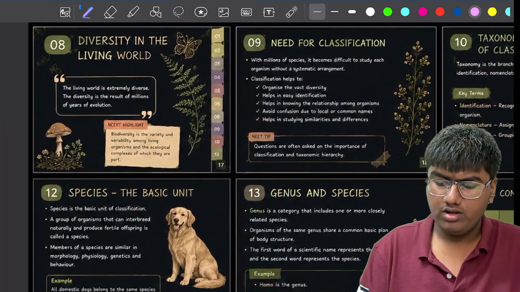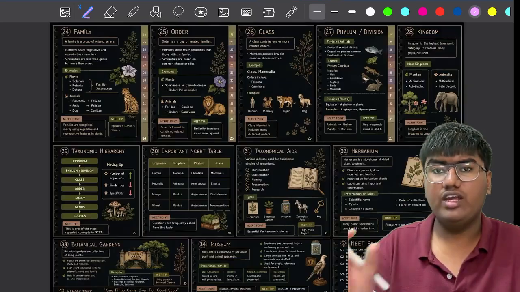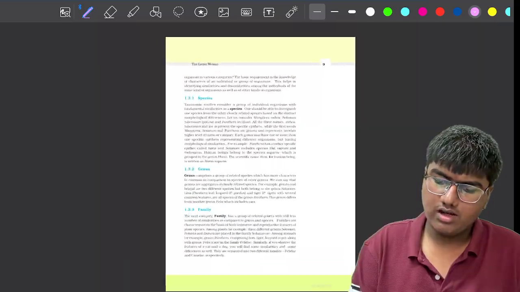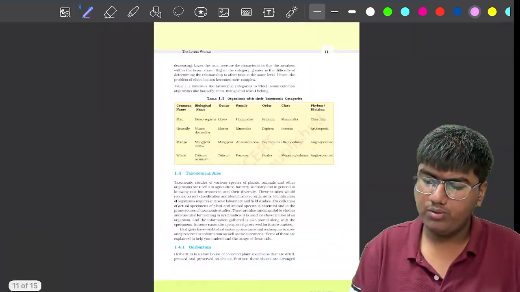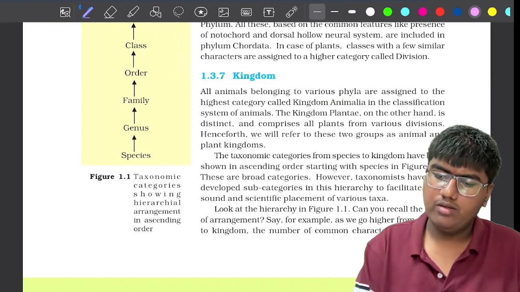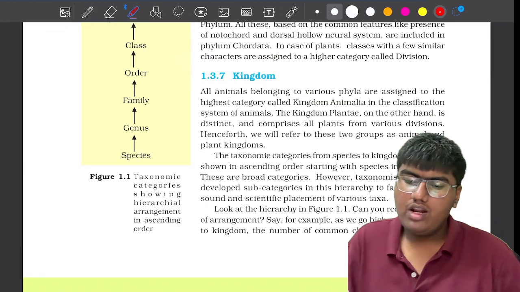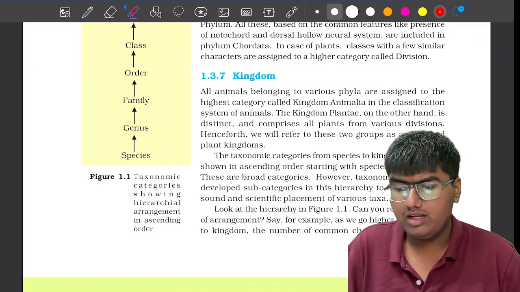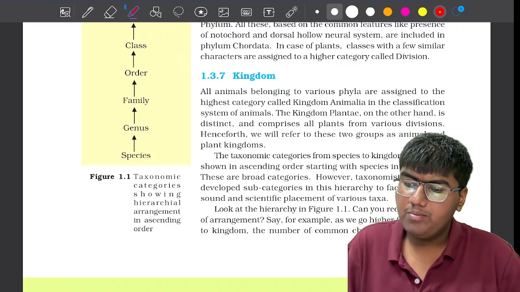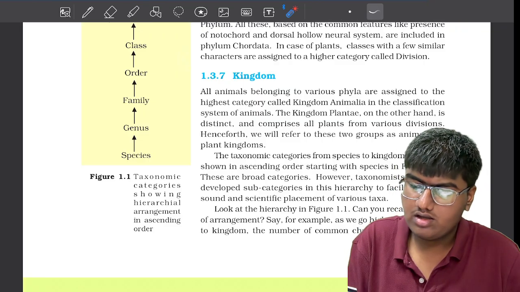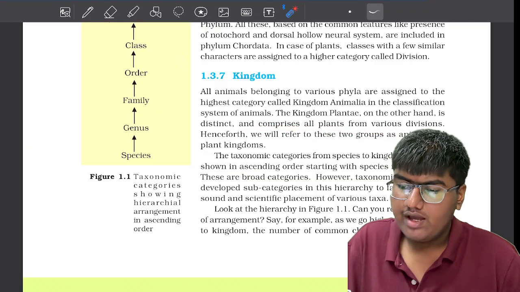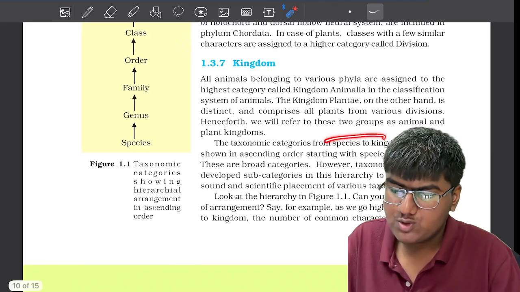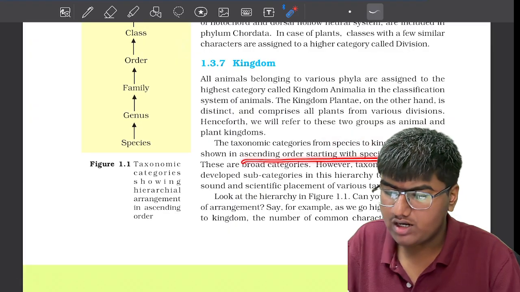Now, let's see each of the categories in detail. First, let's start with kingdom, the broader one. All animals belonging to various phyla are assigned to the highest category called Animalia in classification. The kingdom Plantae, on the other hand, is distinct and comprises all plants. Hence, we refer to two groups, animal and plant groups. The taxonomic categories from species to kingdom show an ascending order.